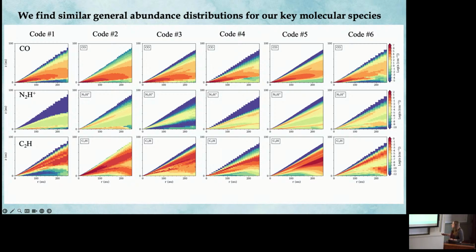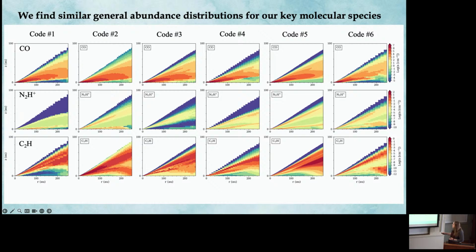So then this one is showing, after we've run the chemistry part of the code, what do they predict for the molecular number densities for CO, N2H+, and C2H, our main tracers that we're interested in observing in the DECO program. And so the columns, again, are each of the different codes. Here you'll notice there's a 6th code. This one is a separate chemical network run on the physical structure from code 1.